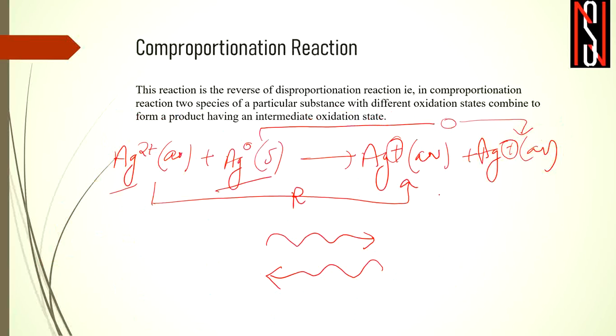And in case of the comproportionation reaction, whatever we have seen in this slide, the two different oxidation states of silver, that is +2 and 0 oxidation state, are reacting with each other or combining with each other to give a product of silver which is having just +1 oxidation state, or an intermediate oxidation state which lies in between +2 and 0 oxidation state. Okay, so this is the example of a comproportionation reaction.